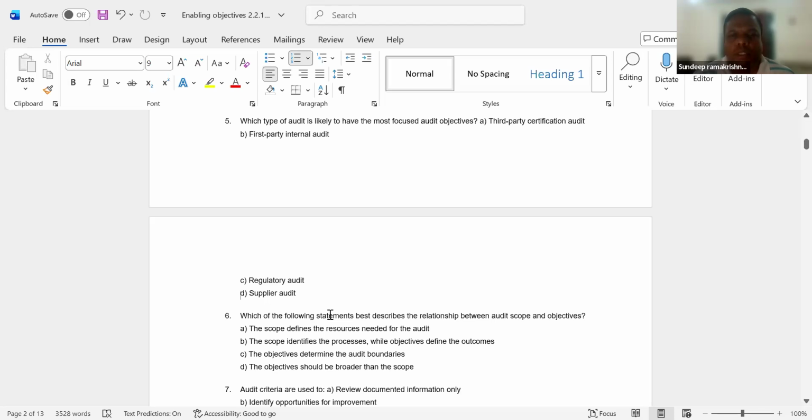Okay, which of the following statements best describes the relationship between the audit scope and audit objectives?